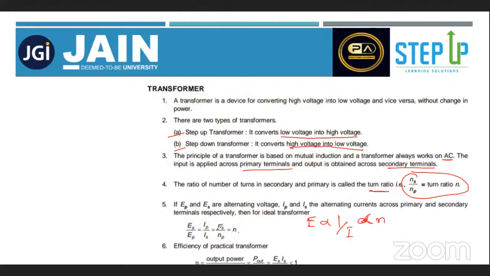So basically, to maintain the power, the total multiplication of E and I will stay constant. To do that, if one is increasing, the other will be decreasing. That's why we say they are inversely proportional. And the efficiency of a practical transformer is P output by P input, which is ES IS upon EP IP, which will be less than 1 for a practical transformer. For an ideal one it will be equal to 1, 100% efficiency.